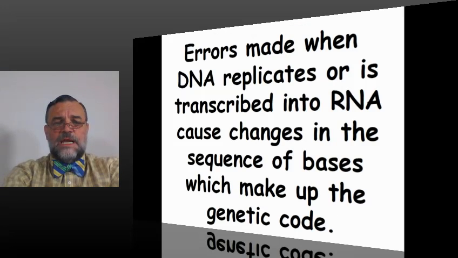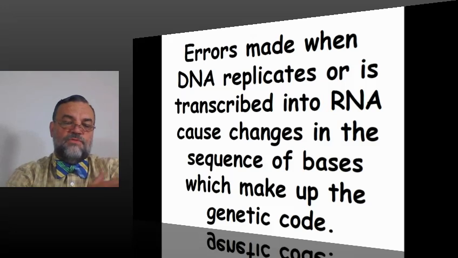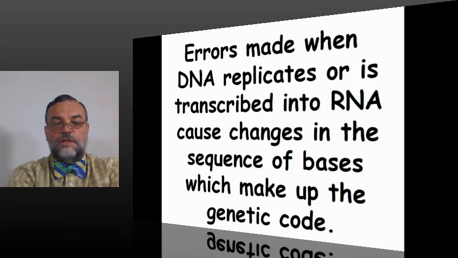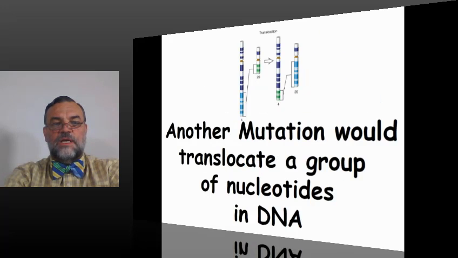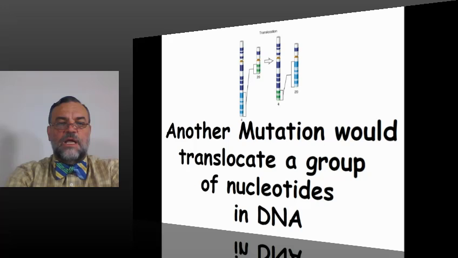Errors made when DNA replicates or is transcribed into RNA cause changes in the sequence of bases which make up the genetic code. If you go back and watch our video on the language of DNA, or refer to coding DNA and codons anywhere else, you will see that if we start shifting one nucleotide left or one nucleotide right, so any number other than three, we're really going to start changing the coding DNA. Of course, that's only 2% of the DNA, but nonetheless, you can begin to understand the possibilities, dangerous and otherwise, for changes in DNA.